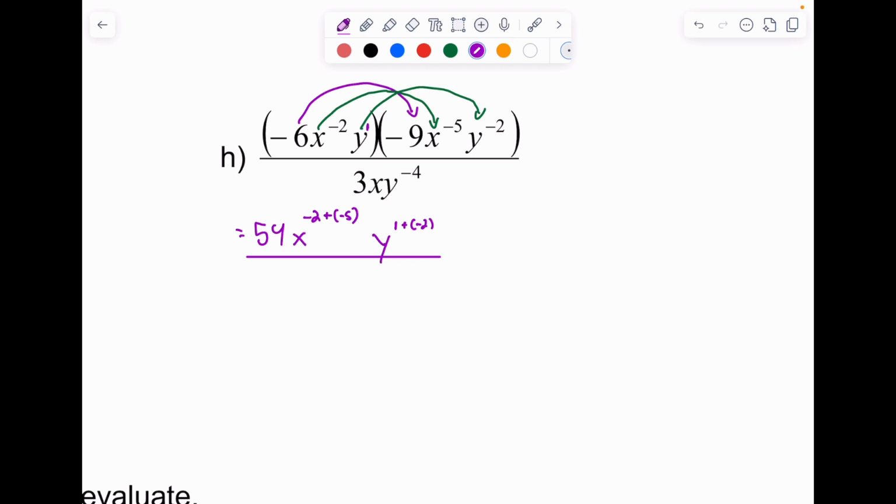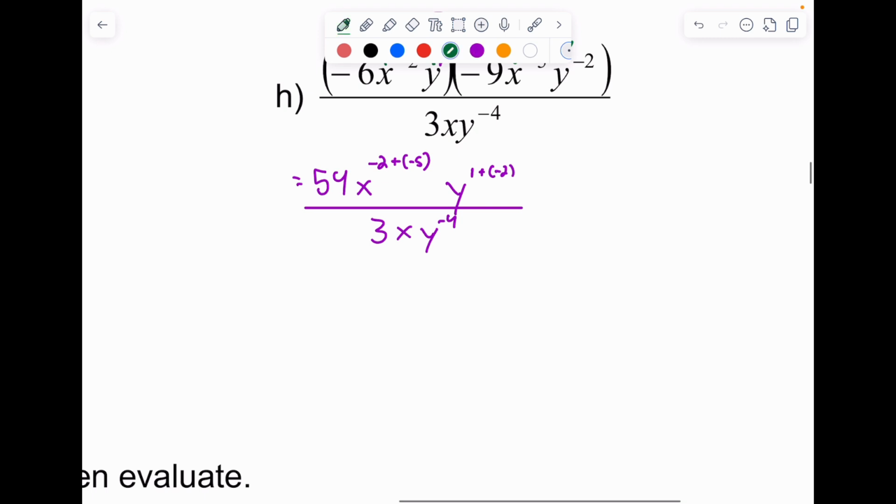Okay, so we dealt with everything up top, and on the bottom, nothing happens, so we just have this, minus 4. So let's clean up top. Up top we have 54. X to the negative 2 plus negative 5 gives you negative 7. Y to the minus 1. All over 3x y to the minus 4.